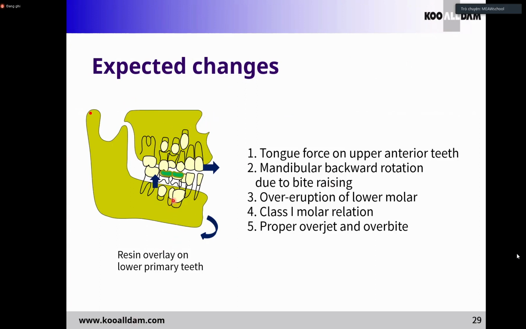So increase the vertical dimension and place the tongue first under this area, and second is mandibular backward rotation due to bite raising. So this means an over-eruption of the lower first molar. It may establish class 1 molar relation. And finally, we can achieve proper overjet and overbite.